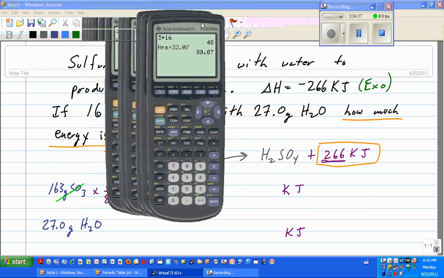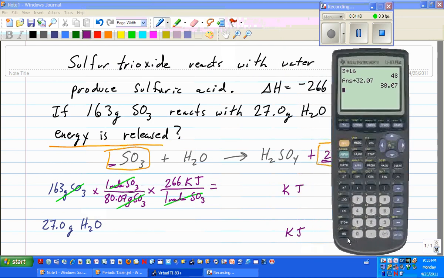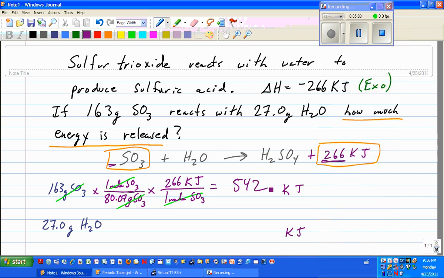Let me go ahead and punch this through on the calculator. So I've got 163 times 266, hit enter, divided by 80.07, which is going to give me 541, for 3 sig figs. Yeah, 542 kilojoules actually. 542 kilojoules. Now, I don't know if that's my answer yet because, again, this is a limiting reactant problem. So what I need to do is figure out the energy that both of these reactants will produce and figure out which one will produce the least amount of energy.